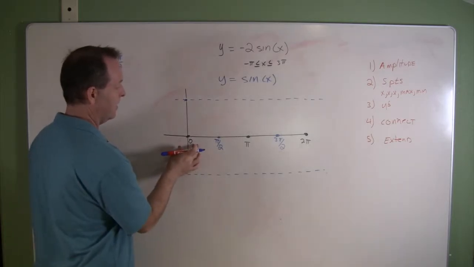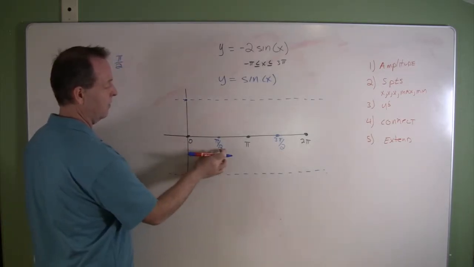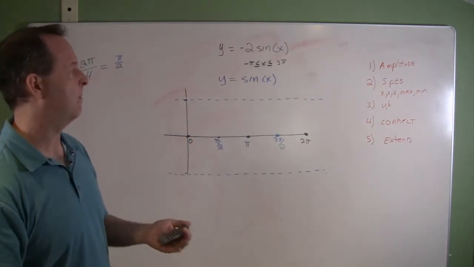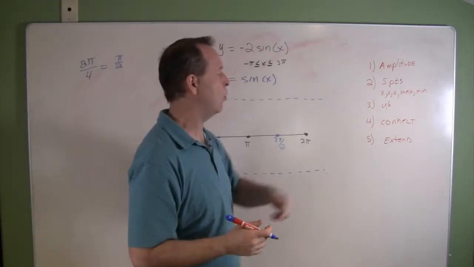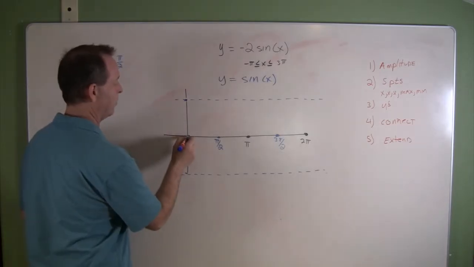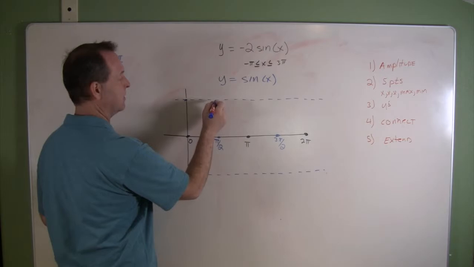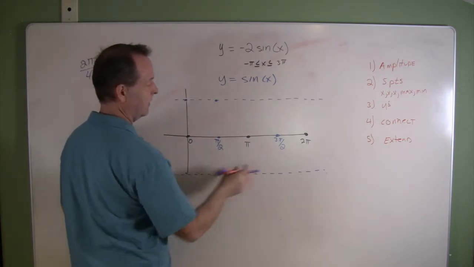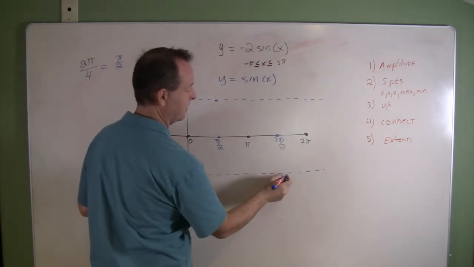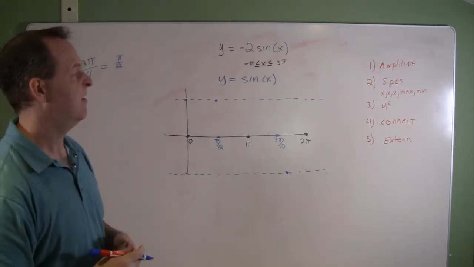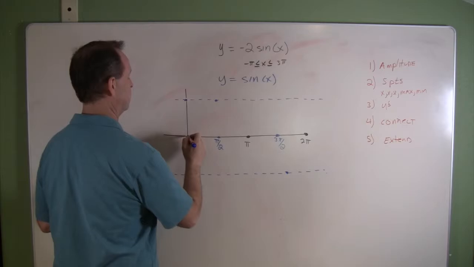And those sections have 0, pi halves, pi, 3 pi over 2, and 2 pi. So that's going to be helpful to find out the corresponding y's. I know the graph crosses here at 0. I know at pi halves, the sine of pi halves is going to be positive. The sine of 3 pi over 2 is going to be negative. So I have enough points to go ahead and roughly connect my graph.